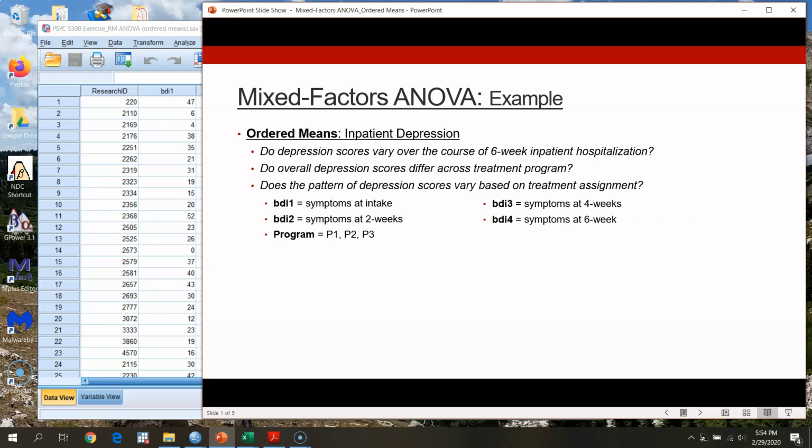And so our questions that we're addressing within the mixed factors ANOVA model here: one, do mean depression scores vary over the course of 6-week inpatient hospitalization? So are we seeing differences in repeated assessments of depression over time? Two, do depression scores differ across treatment program? This is our between subject effect. Remember, this would be if we were to collapse all of the depression scores for everybody, take the average across the intervention, and see whether or not we have differences in program 1, 2, and 3. That's not a question that's generally as important or relevant, but it is something that we'll get out of this analysis. And then finally, does the pattern of depression scores over assessment differ based on what program patients are getting?